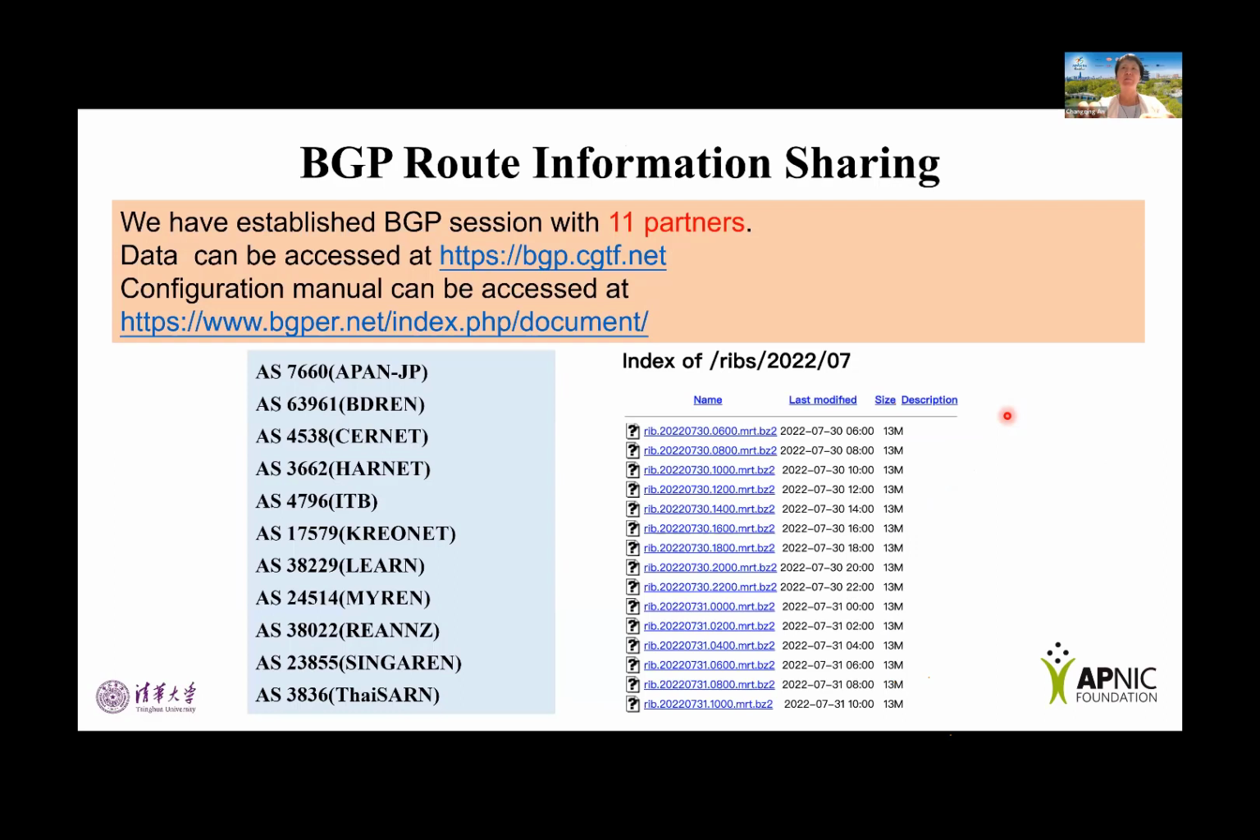We have established a BGP session with 11 partners. They are AARNet, BdREN, CERNET, HARNET, ITB, KREONET, LEARN, MYREN, REANNZ, SingAREN, ThaiREN. And the data and configuration menu can be accessed at these two URLs.